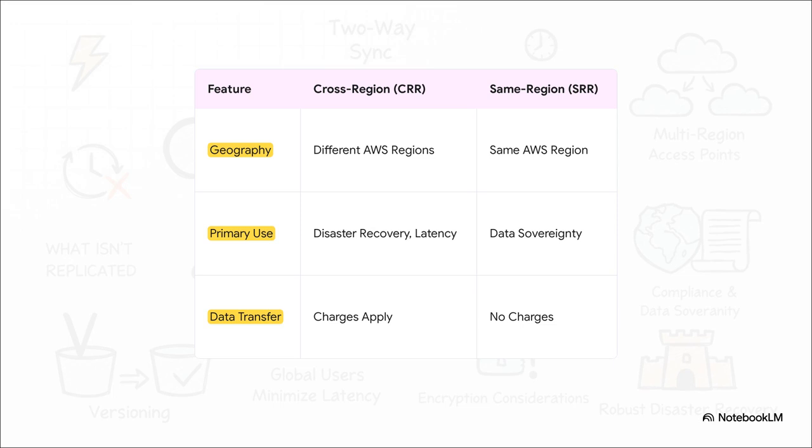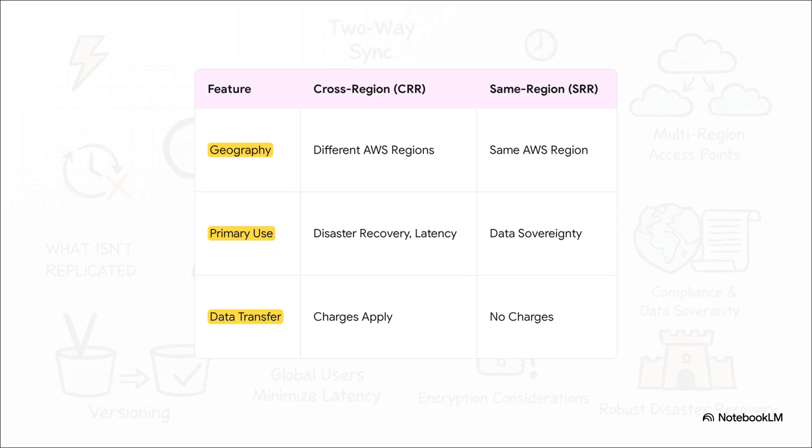Cross-region replication, or CRR, is what most people think of. You're copying data to a bucket in a totally different AWS region, perfect for disaster recovery. But you can also do same-region replication, SRR, which means copying to another bucket in the very same region. Why would you do that? Well, it's awesome for things like gathering all your logs into one central bucket, or for compliance rules that require separate copies but within the same country.